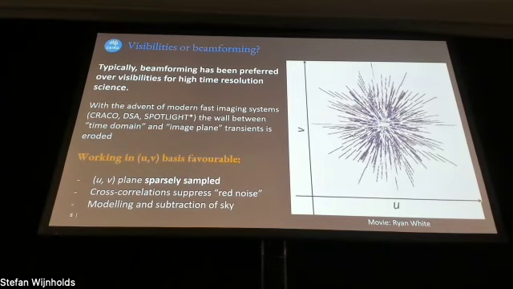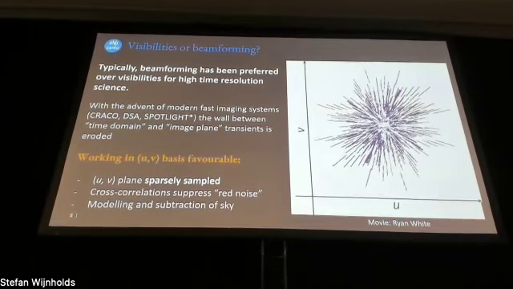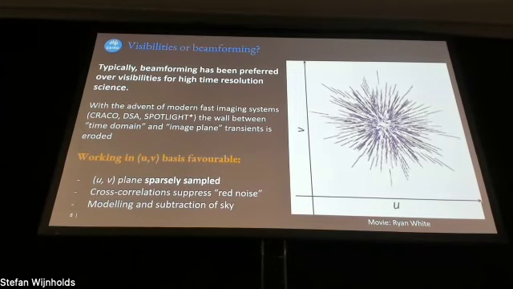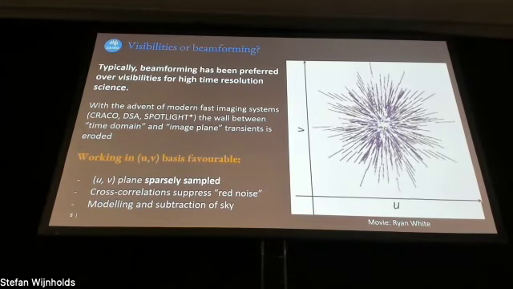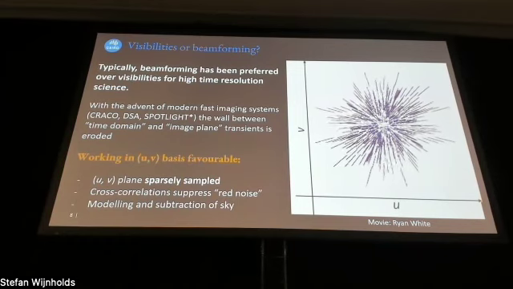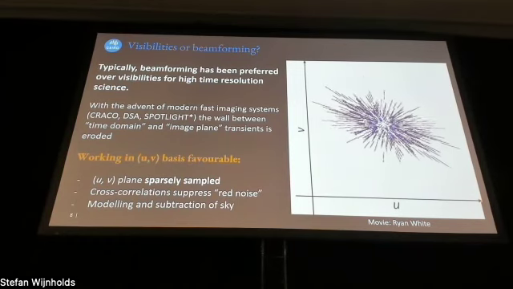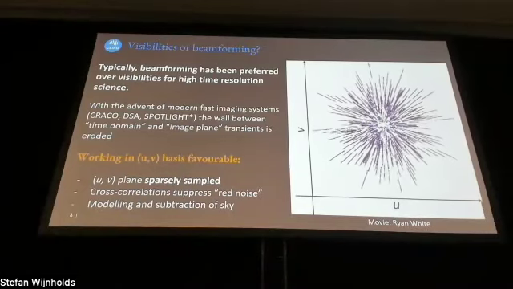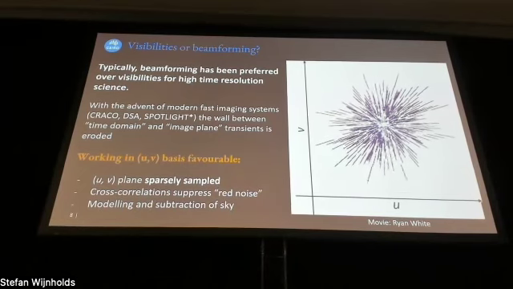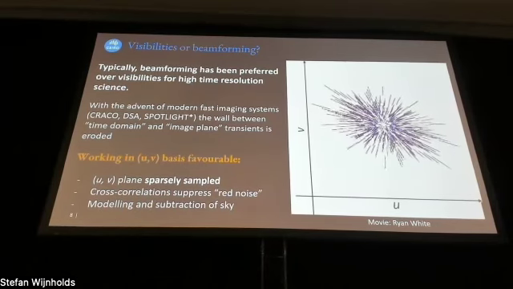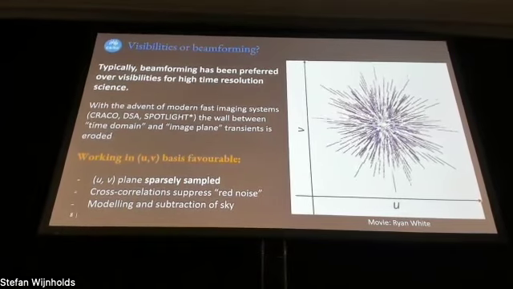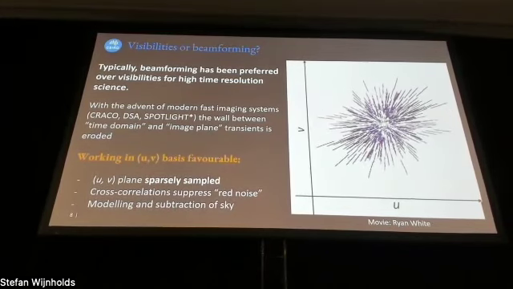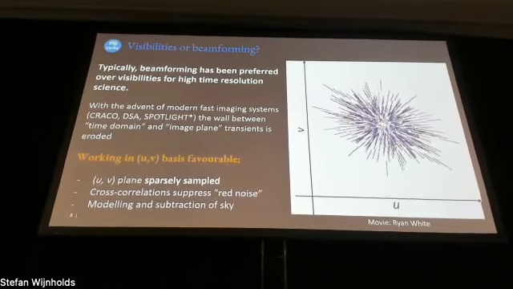So as I mentioned, the visibility basis, this UV plane offers some nice benefits. One of them is that if you work in the UV plane, the UV plane is naturally sparsely sampled by your interferometer, just due to the way the interferometer fundamentally works. They also work fundamentally on cross correlations. So you remove a lot of that red noise fluctuations that you get in traditional beamformed data, and it allows you to model and subtract models of the sky, so you can further improve your data set and sensitivity to long period sources.